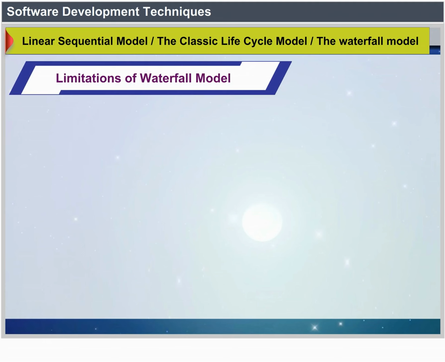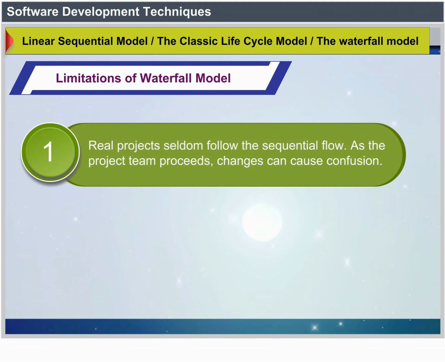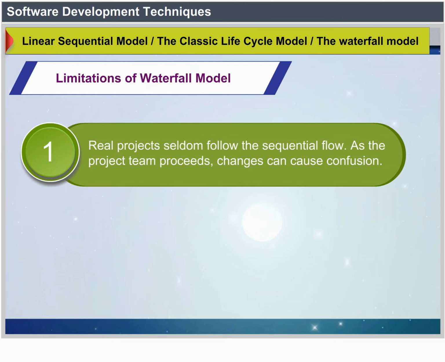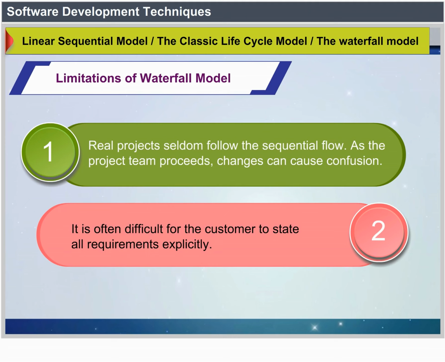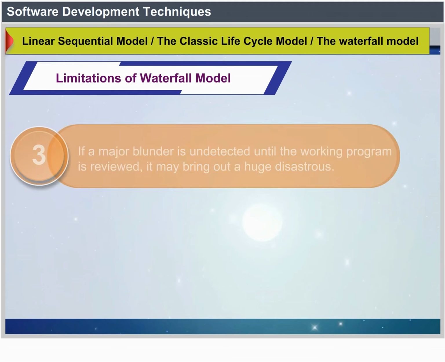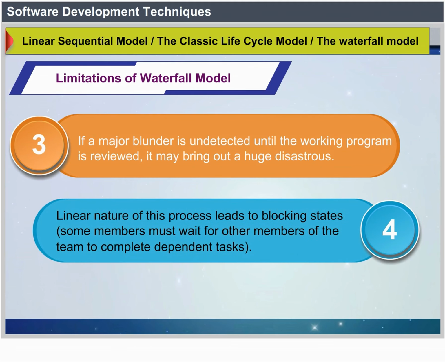Drawbacks of waterfall model. Real projects rarely follow the sequential flow. Changes can cause confusion as the project team proceeds. It is often difficult for the customer to state all requirements explicitly. A major blunder, if undetected until the working program is reviewed, can be disastrous. Linear nature of this process leads to blocking states. Some members must wait for other members of the team to complete dependent tasks.